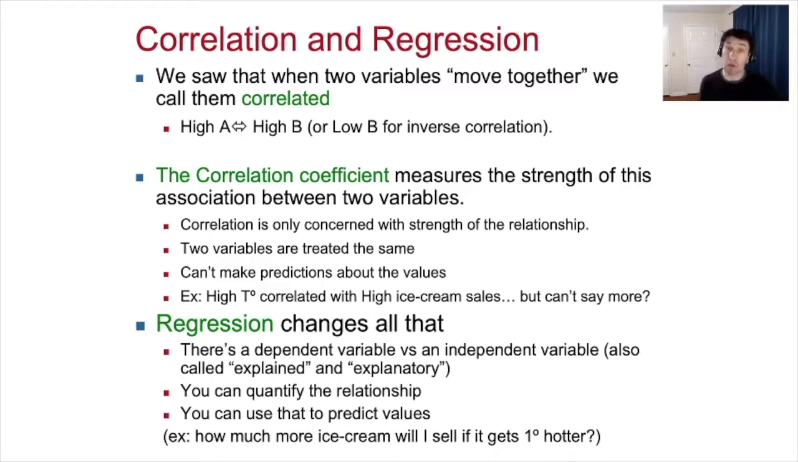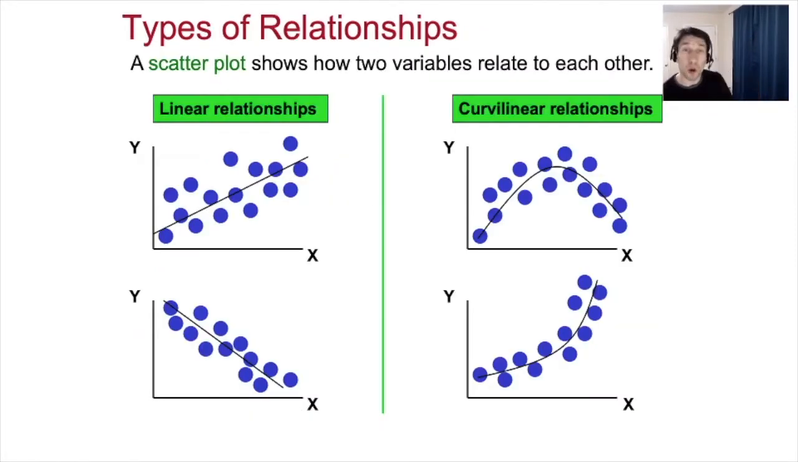That's where regression comes in. Regression allows you to go beyond that simple statement of correlation. You can start making predictions. So in regression, we don't treat the two variables equally. We call one of them dependent and the other one independent. You can also call them explained and explanatory. And in this framework, you can quantify the relationship and you can use it to predict the values. For instance, taking the same example as previously, how much more ice cream can I sell if it becomes 1 degree hotter? So I've already said that today we're talking about linear regression.